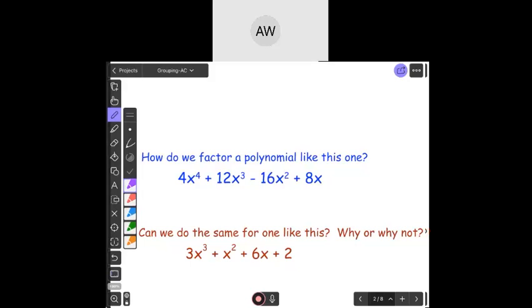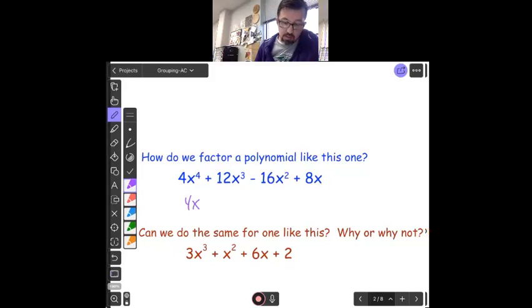So what goes into all of these? 4x. They all have a 4 in them and they all have an x in them. It's the biggest thing we get. And then we should be asking ourselves what? Once we decide what that GCF is, how do we decide what goes here? What do we ask ourselves?